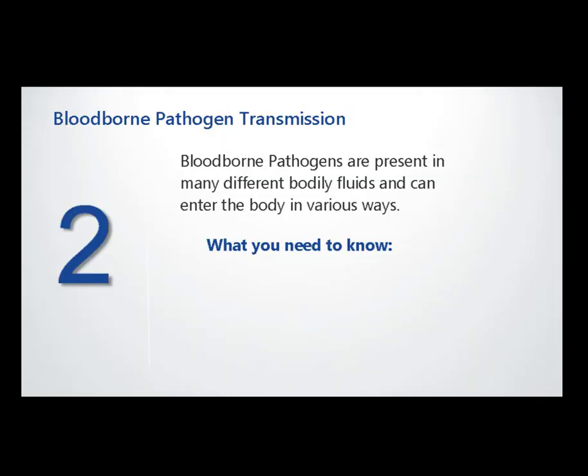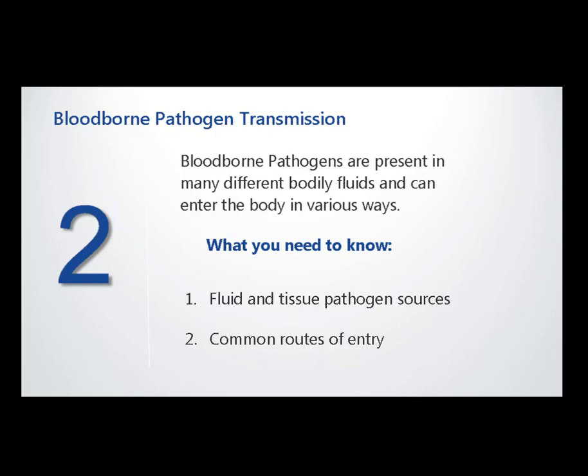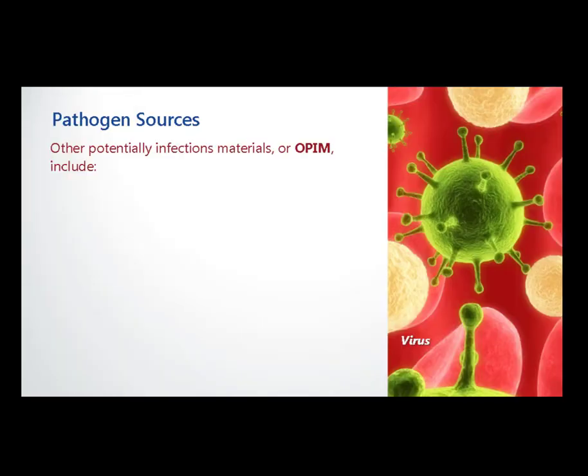Bloodborne pathogens are present in many different bodily fluids and can enter the body in various ways. Here's what you'll need to know: fluid and tissue pathogen sources, and common routes of entry. Generally, bloodborne pathogens are transmitted through contact with infected human blood or fluids contaminated with infected blood, such as saliva.